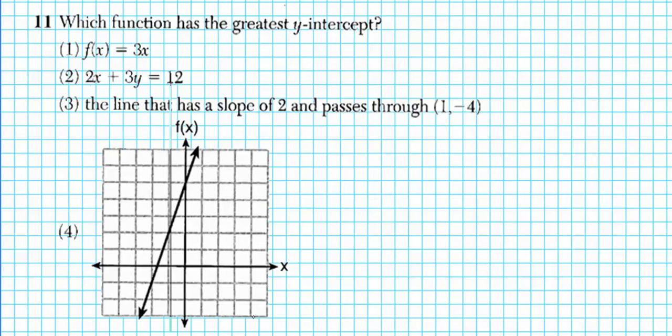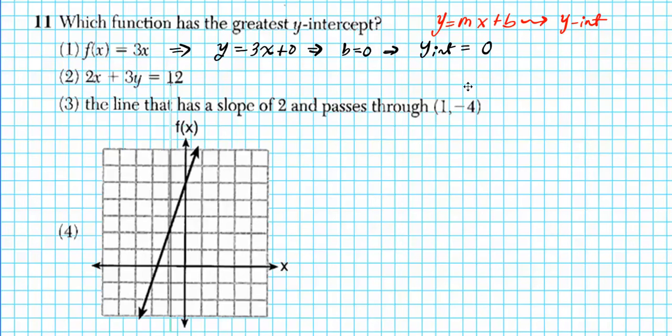All right, so let's start with the first one, option number 1. We have f of x equals 3x. That can be written as y equals 3x plus 0. So we remember the following. If y equals mx plus b, the constant is the y-intercept. So in this option, option number 1, you're adding on 0. So the y-intercept, b, is 0, which means that the y-intercept for option 1 is 0.